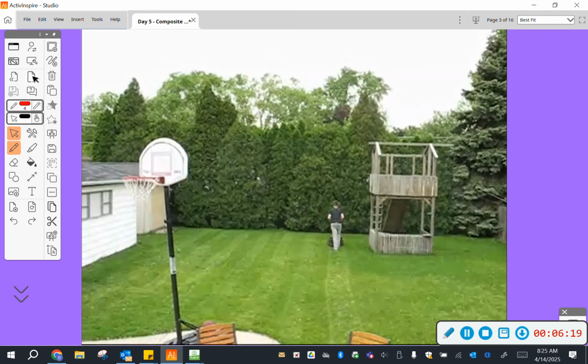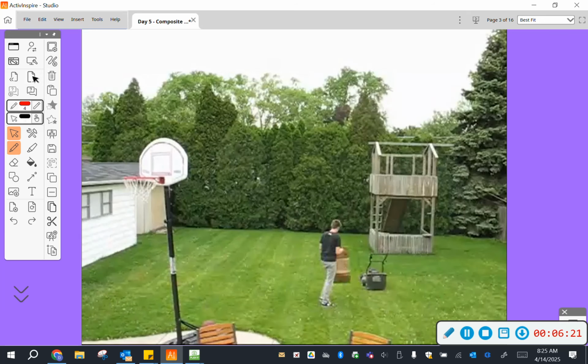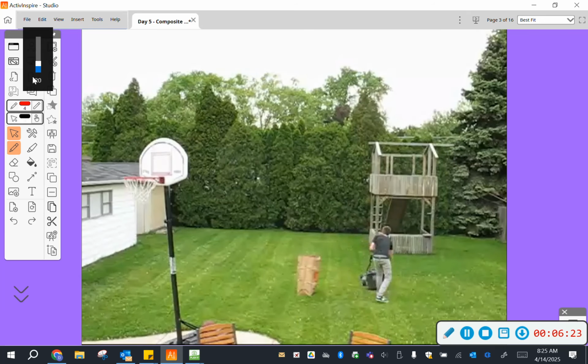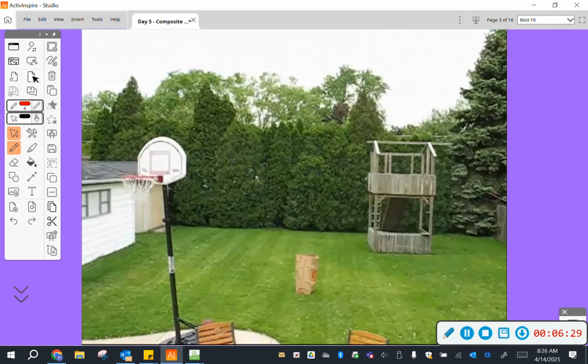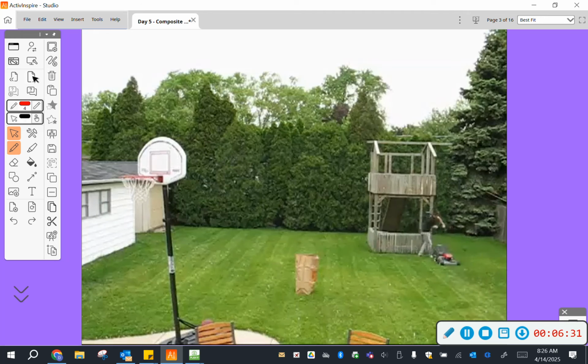What is this guy doing? Mowing the lawn. Now, is he mowing his entire backyard? No. Why not? He's only mowing some of it because things are in the way. What's in the way?